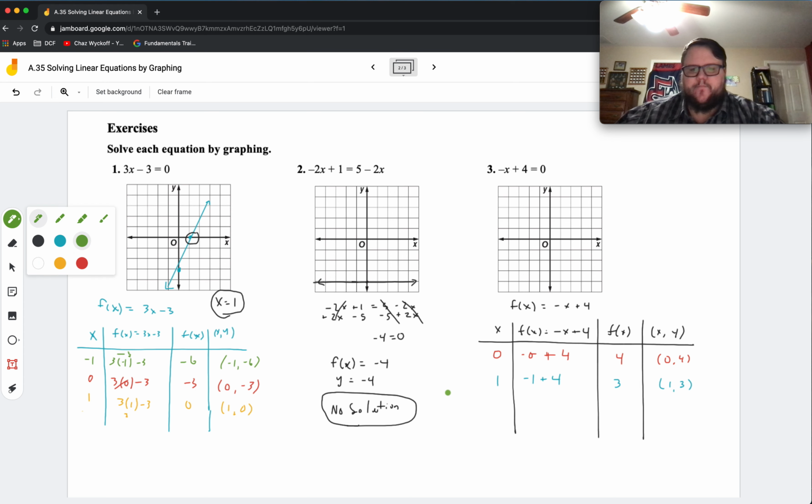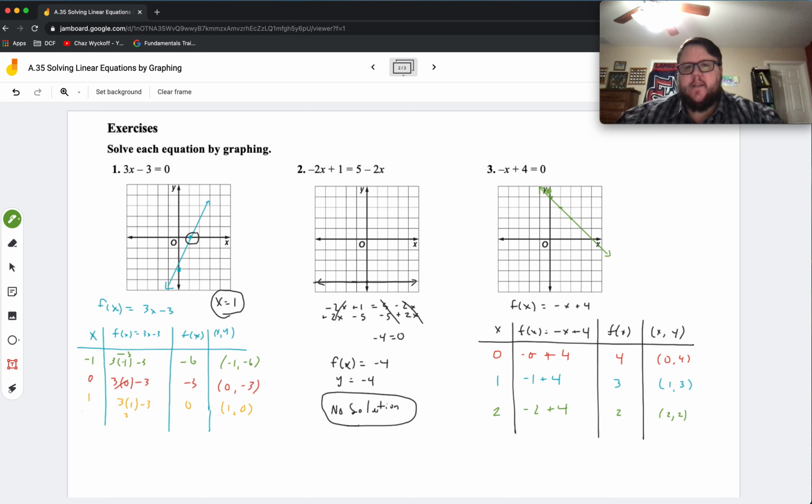And then we'll do one more. What if x equals 2? So we get negative 2 plus 4, which is another way of saying 4 minus 2, which is 2. So my answer would be 2, comma 2. So now I'm going to go ahead and plot these points. 0, 4, 1, 2, 3, 4. 1, 3. 2, 2. Notice those points don't cross the x-axis, but I have my line, so I'm just going to go ahead and draw my line.